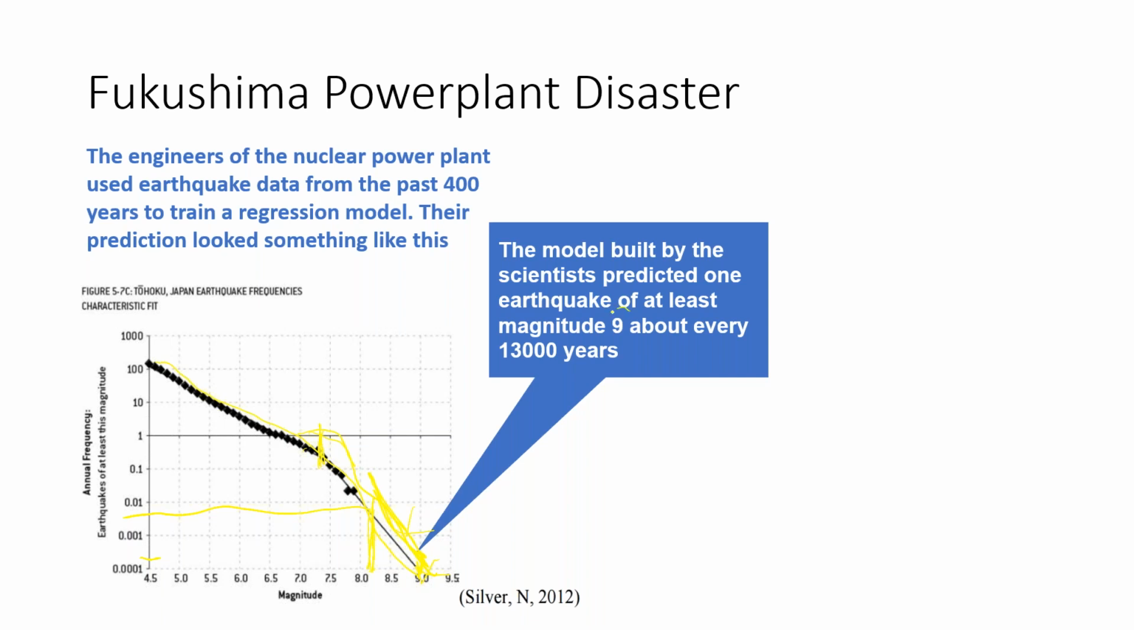But what happened? A magnitude 9 earthquake happened, and a nuclear meltdown happened. A lot of problems happened in Japan. It was a disaster for them, led by a model which wrongly directed them.